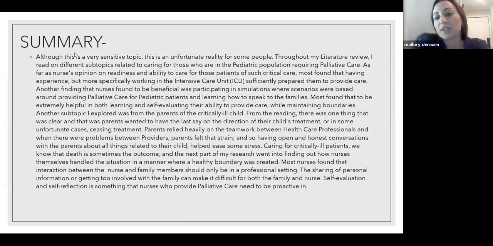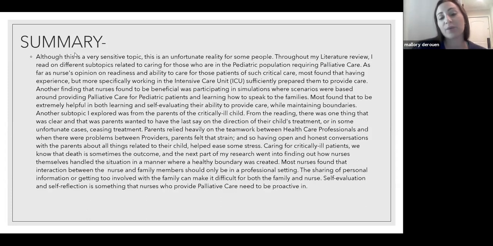The next topic that I touched on was how the families felt. The most important thing that I found within these articles is that the parents want to have the last say on the treatment plan, which direction they want to go in. And I think that's really important.